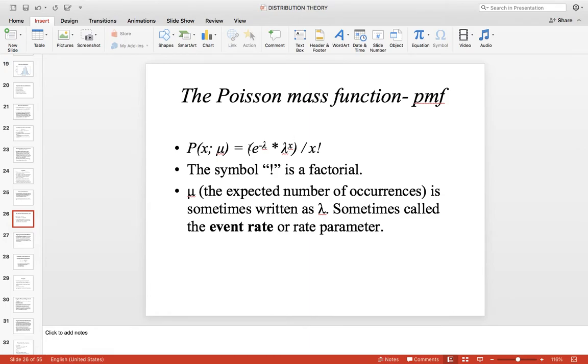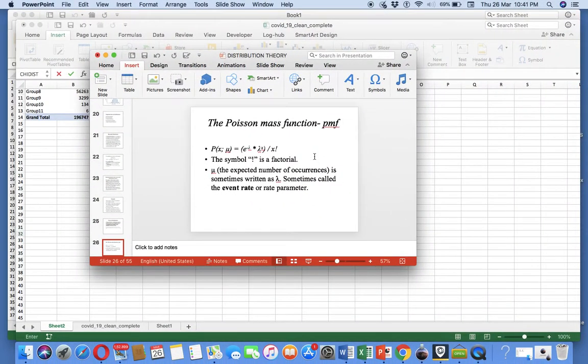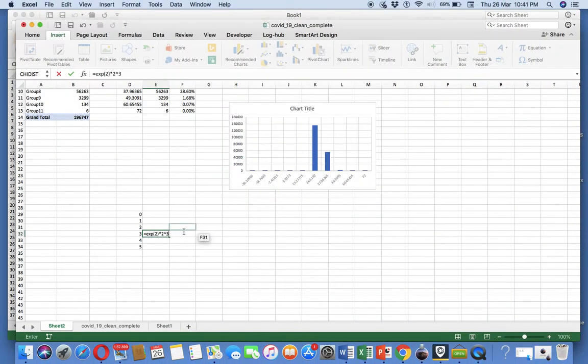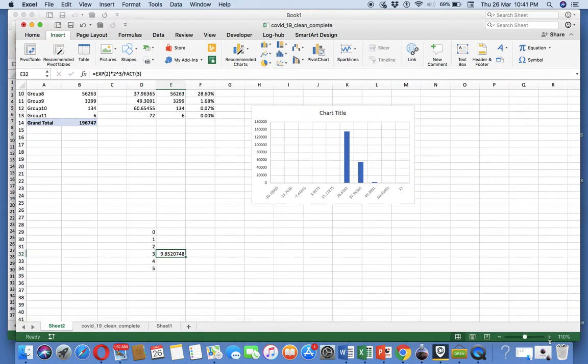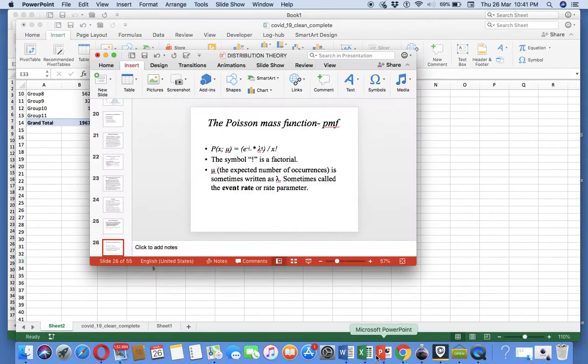Two raised to the power of 3. So e raised to the power of 2, into 2 raised to the power of 3, factorial, divided by factorial 3. So the probability is... Sorry, I made a mistake. Please see the formula again.